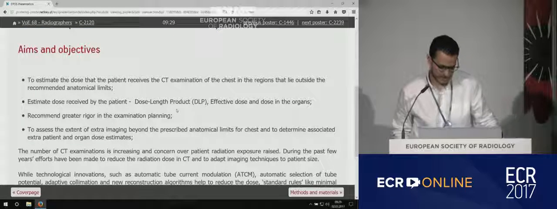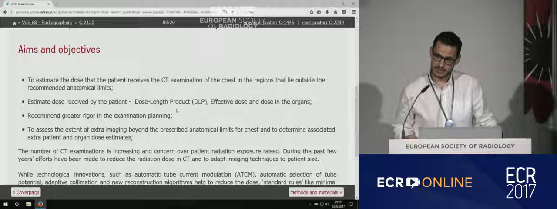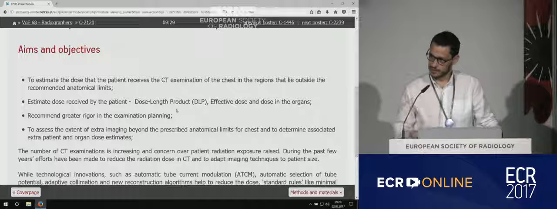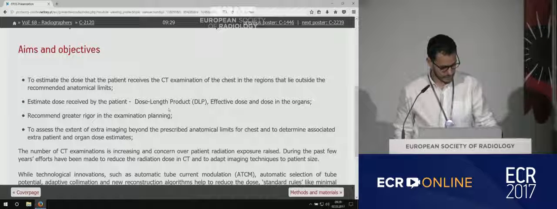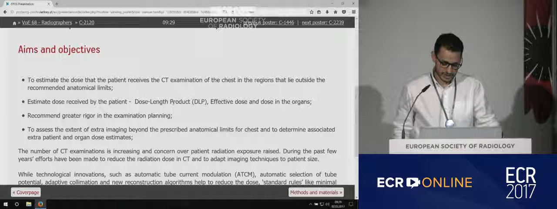Our main objectives are to estimate the dose that patients receive beyond the anatomical limits needed for the diagnosis, because we always get a little more image, usually. Then to recommend greater rigor in the examination planning, if needed, to assess the extent of extra imaging beyond the prescribed anatomical limits for chest, and to determine the associated extra patient and organ dose estimates that we acquire.